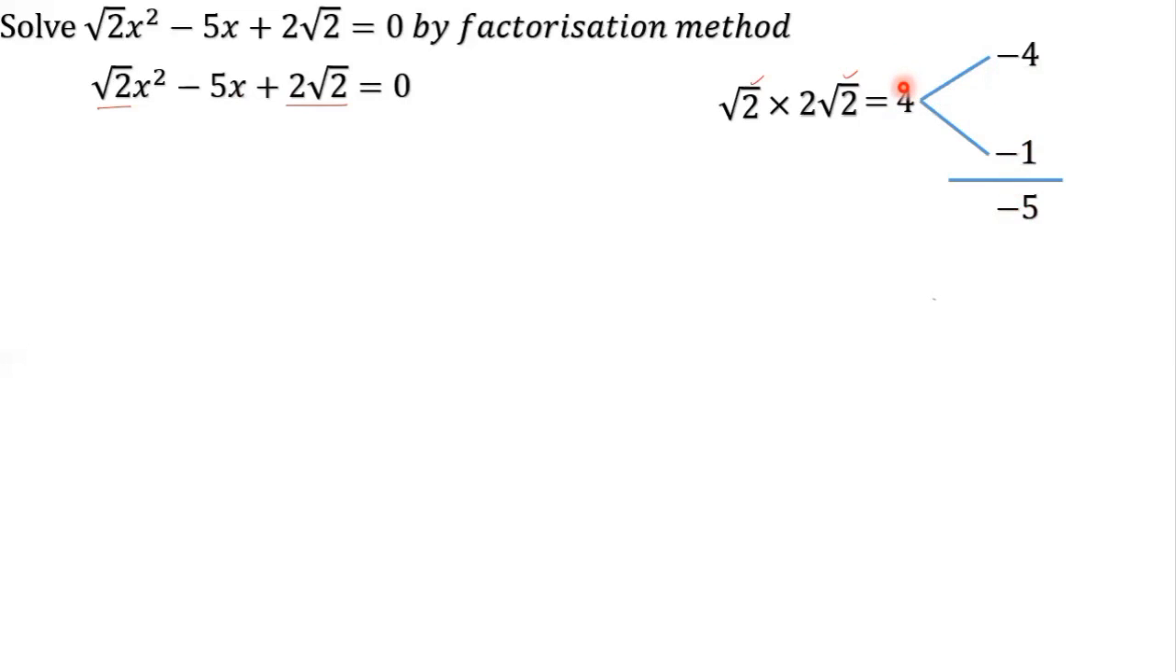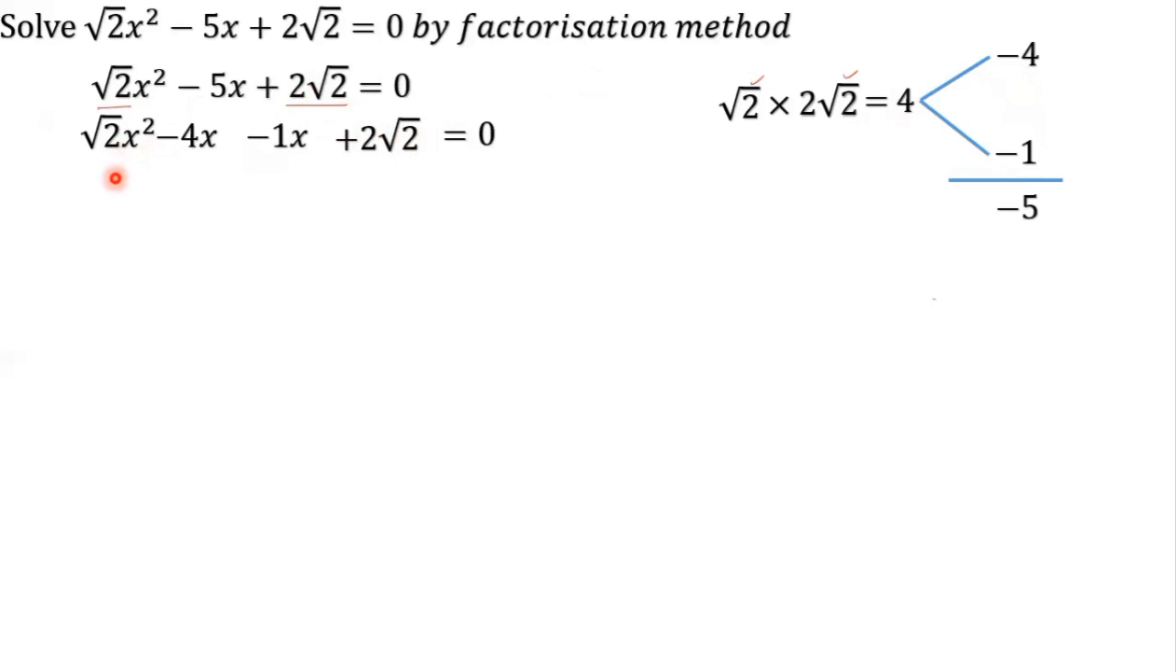Minus 4 minus 1 is minus 5. Minus 4 into minus 1 is plus 4. Now write the first term as it is, root 2 x square, split the middle term, that is minus 5x. You have to write it as minus 4x minus 1x plus 2 root 2 is equal to 0.